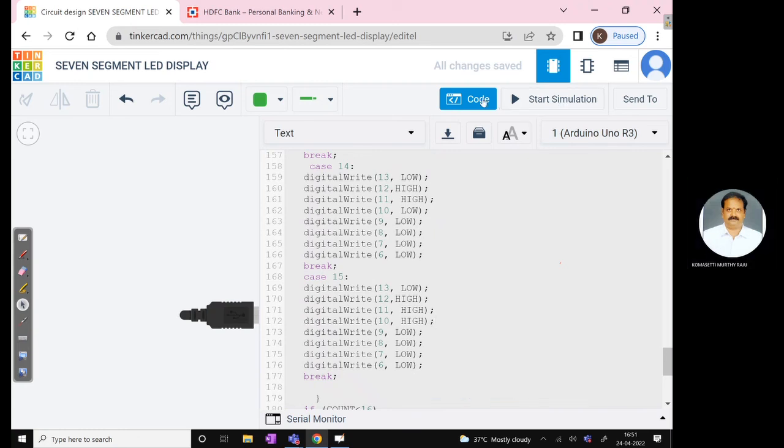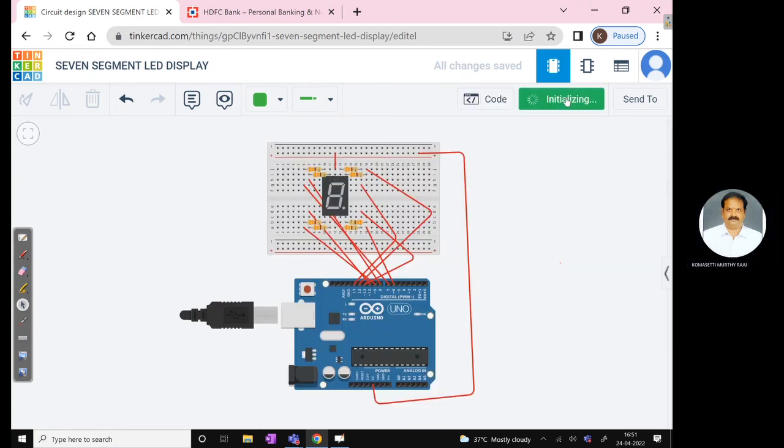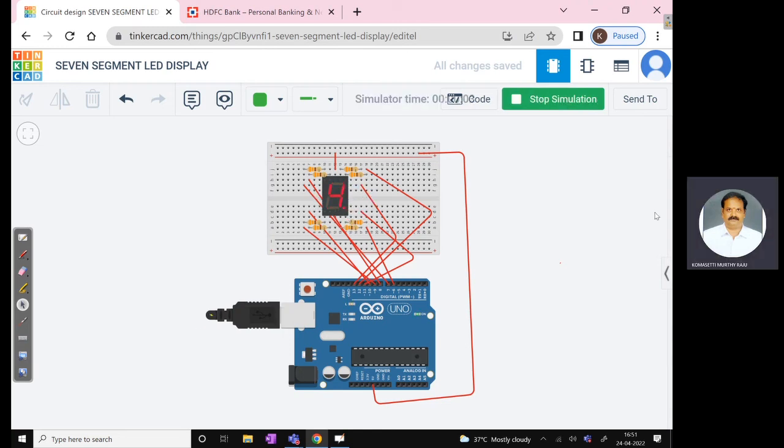Okay, now start simulation. This one decimal point is also glowing. 5 dot, 6 dot, 7 dot, 8 dot, 9 dot, A dot, B dot, C, D, E, F, again 0, 1, 2, 3 and so on. With this, the demonstration of the 7-segment display is completed, displaying the numbers from 0 to F.